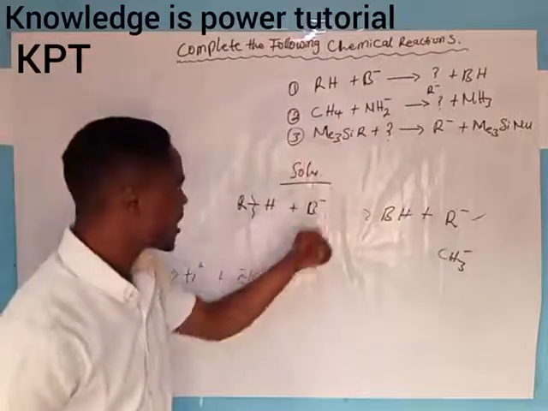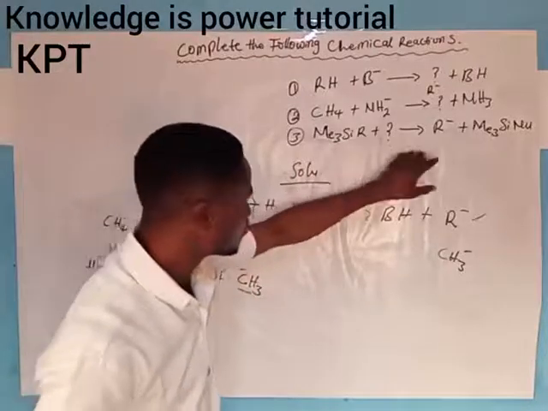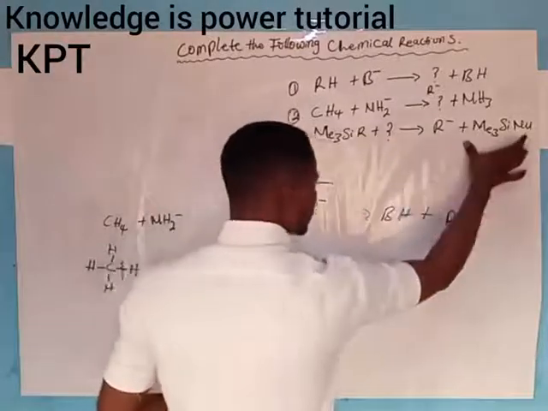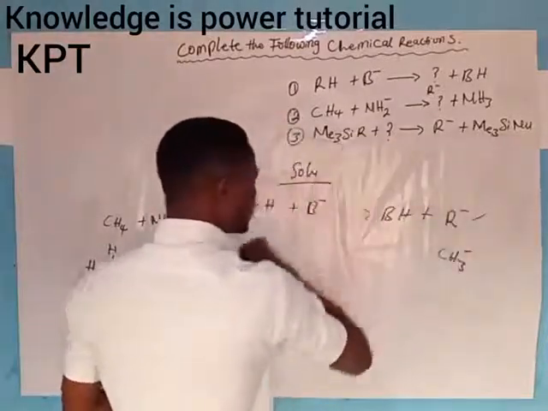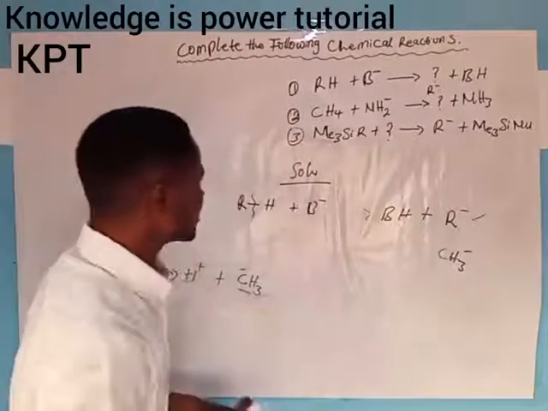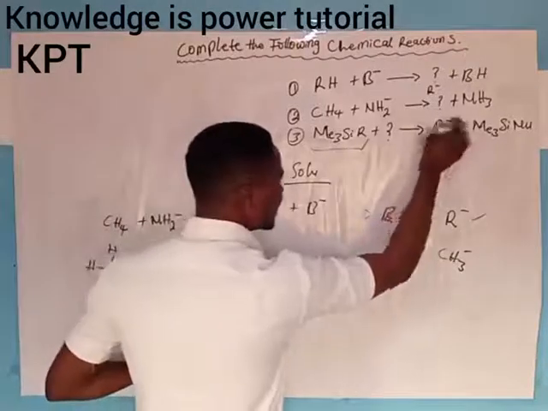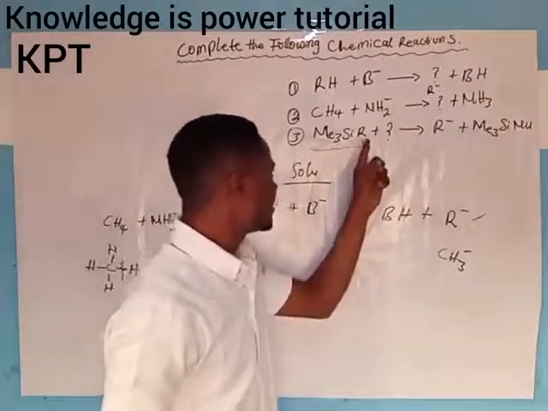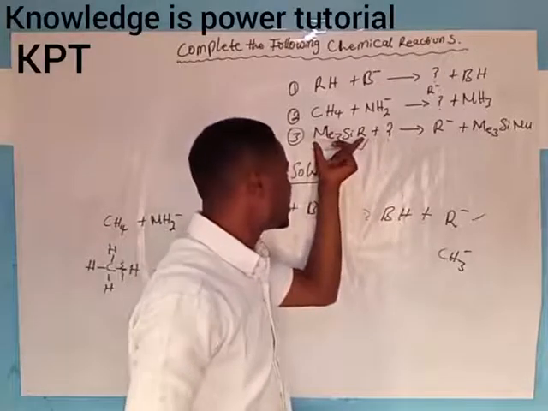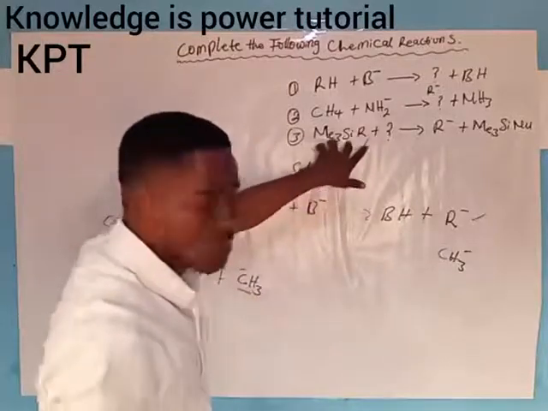In the last case, what I have is Me3SiR plus what to give us this and this. So it therefore means that in this third one, we have the two products, but the reactants are incomplete. So it means that what will react, so very important again, this is a neutral compound. And for me to have a negative charge here, it means that there's a negatively charged species that reacted with a positive species to form this neutral species.